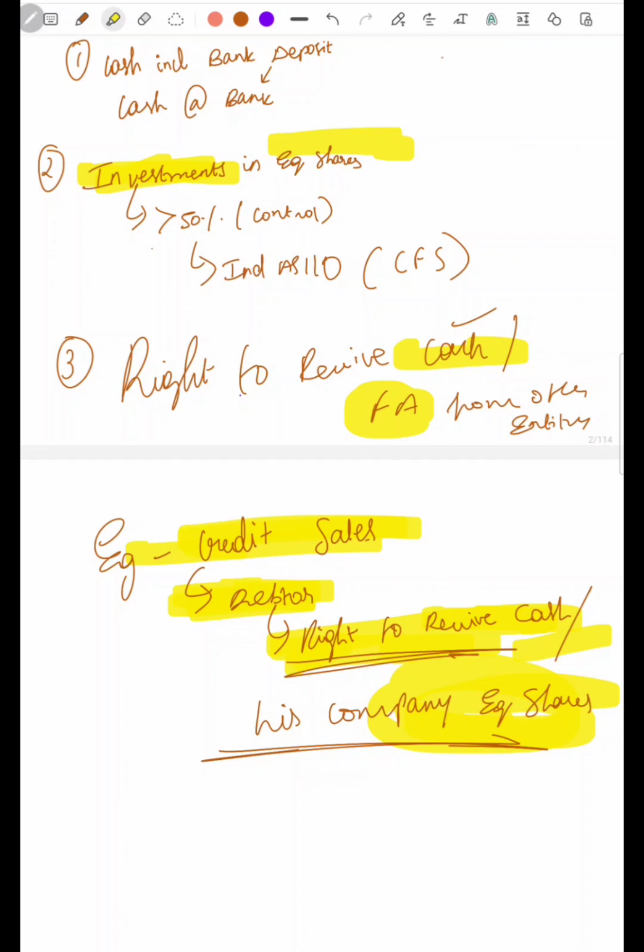So these are the examples. You can take debtors, bills receivable. So these you have a right to receive either a cash or a financial asset, then we call that also financial assets. Okay, so right indicates that currently we will not receive anything, but in future years we will be receiving either a cash or any other financial assets.